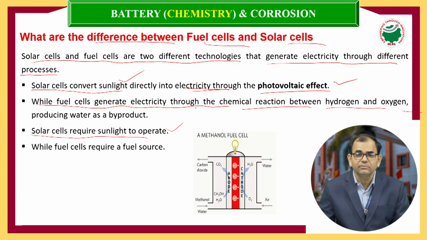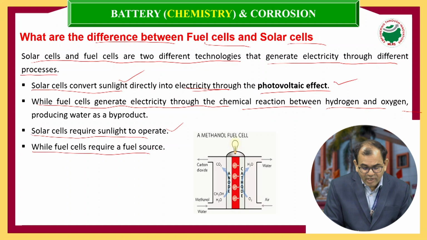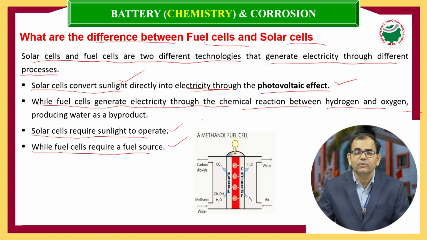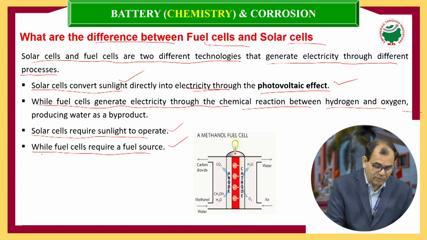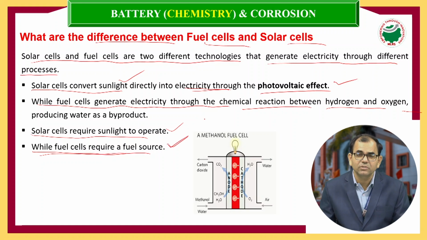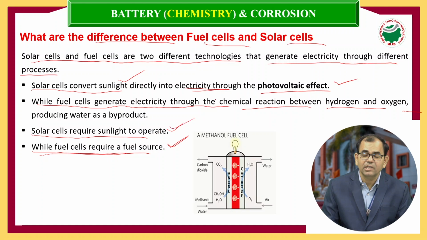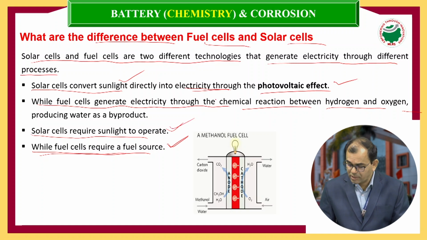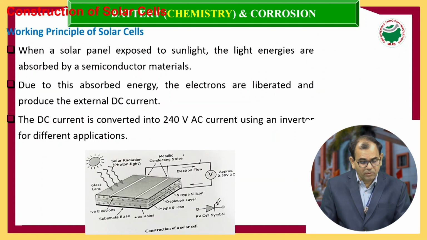Solar cells require sunlight to operate. Without sunlight, solar cells cannot function. Fuel cells require fuel as a source. It could be hydrogen fuel, it could be oxygen as a fuel, it could be electrolyte as a fuel. Okay. So fuel cells require fuel as a source. Solar cells require sunlight as a source. Okay.